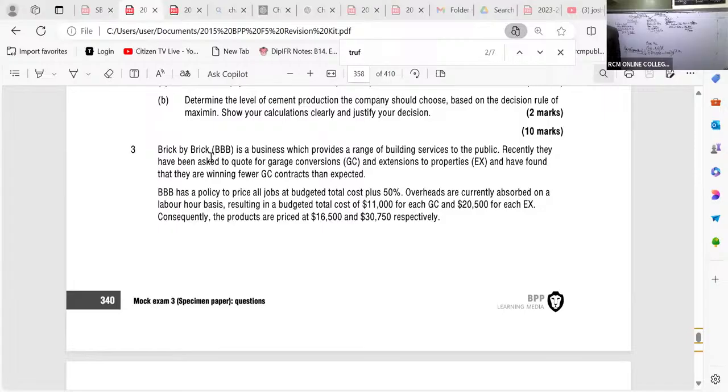So we are told here, BBB, Brick by Brick, is a business which provides a range of building services to the public. Recently, they have been asked to quote for garage conversions, GC, and extensions to properties, EX, and have found that they are winning fewer garage conversion contracts than expected. BBB has a policy to price all jobs at budgeted total cost plus 50%. Overheads are currently absorbed on a labor hour basis, resulting in a budgeted total cost of 11,000 for each GC and 2,500 for each EX. Consequently, the products are priced at 16,500 and 3,750 respectively.